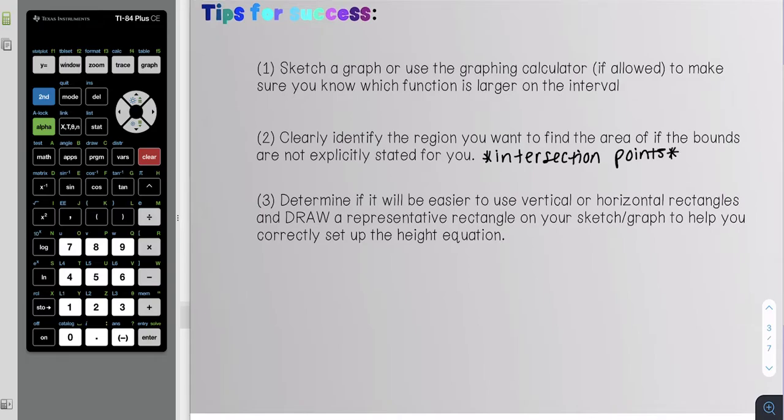Between the two curves. And then you want to determine if it's going to be easier to use vertical rectangles, which would be a dx, or horizontal rectangles, so it would be a dy, right? And I find that it really helps if I draw a representative rectangle on my sketch or graph because it helps me to correctly set up the height equation so I make sure I'm not putting it in the wrong order.